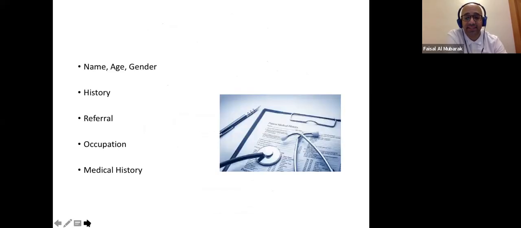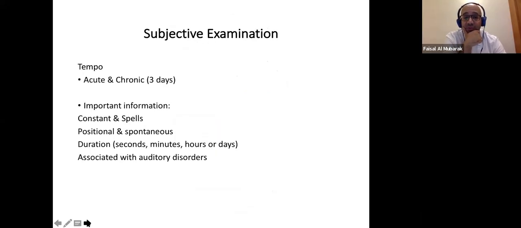So some things that we need to know subjectively are the name, gender, and history, which is very important. Who referred this patient to you, occupation, and the medical history of this patient, either past, present, or family history. Also, in vestibular system disorders, you need to know if there's any dizziness. If this dizziness or these symptoms last less than 3 days, we call it acute. But if it's more than 3 days, we call it chronic.